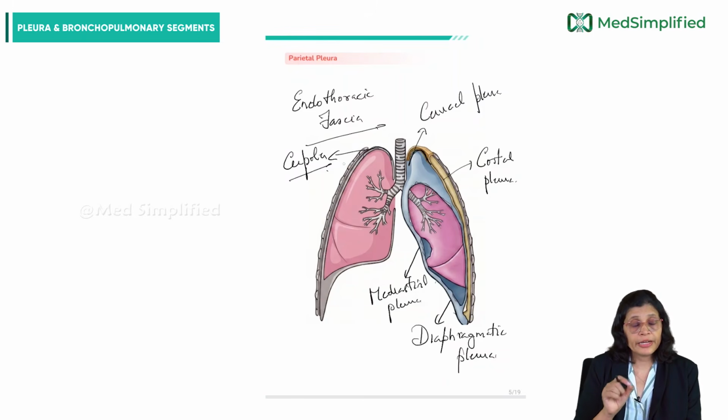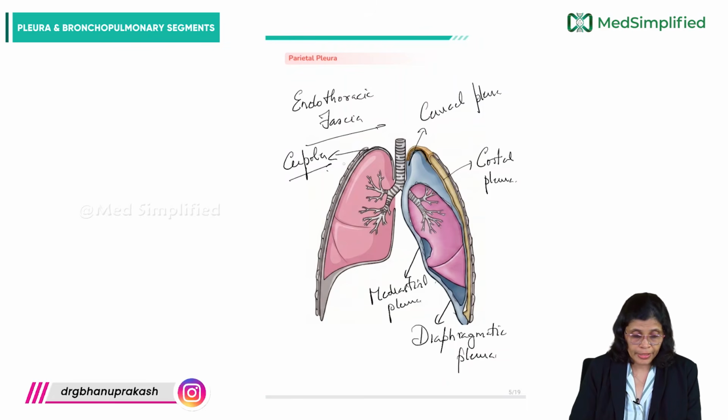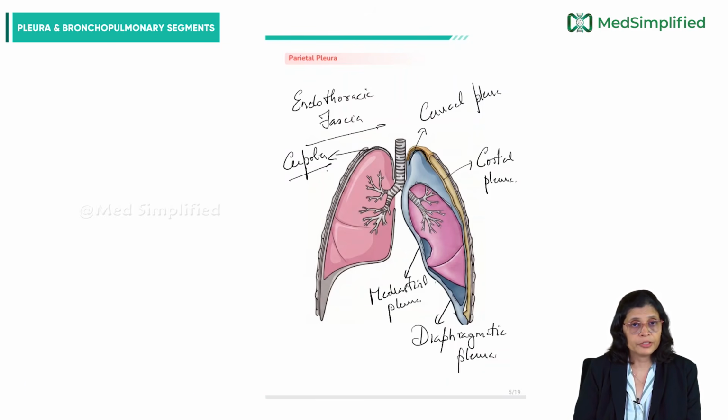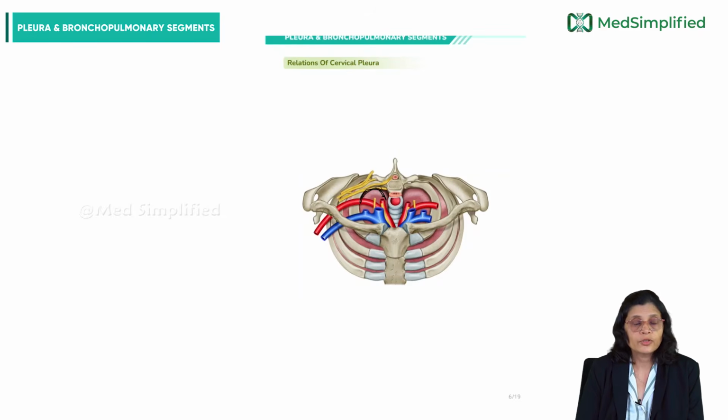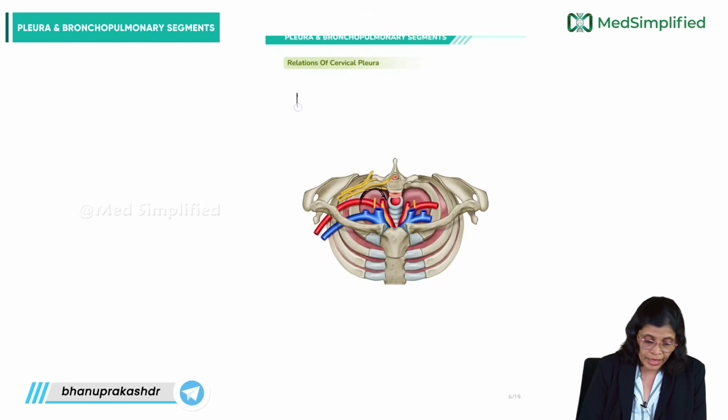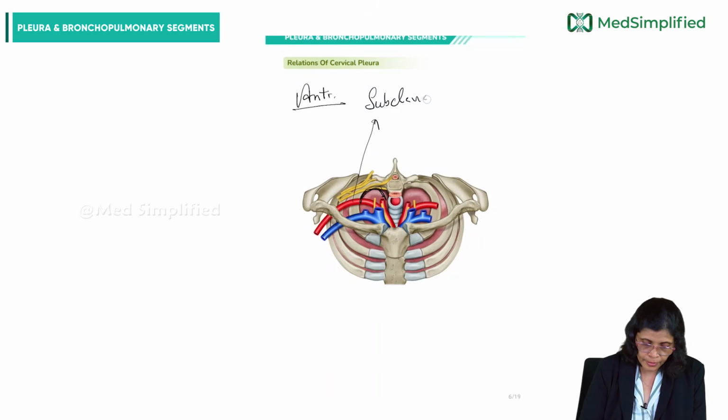So we need to be very careful while penetrating this area with an anesthetic needle, because we can injure the lung. Care must be taken. Here it is covered by the suprapleural membrane, which we call Simpson's fascia. Coming to the relations of the cervical pleura, anteriorly we have the subclavian artery and the scalenus anterior muscle.